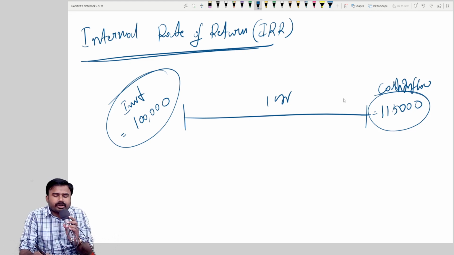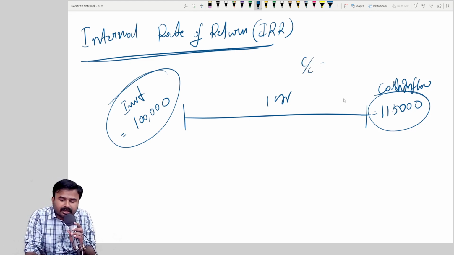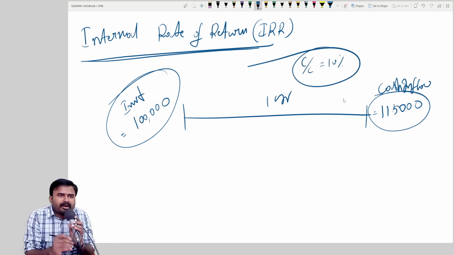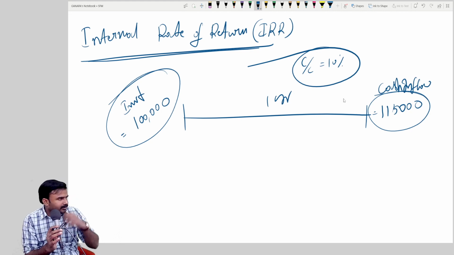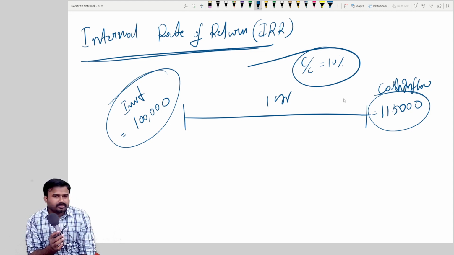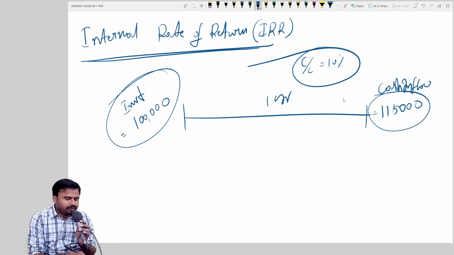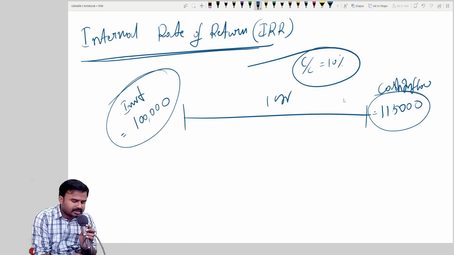Do you know how to calculate NPV for this project? Yes. But you need what? Cost of capital. If I take 10% cost of capital, can you calculate NPV? Yes, please calculate NPV and tell me. 4,535. Yes.